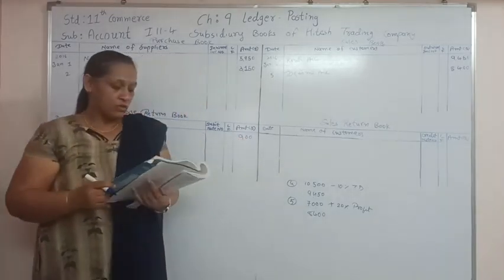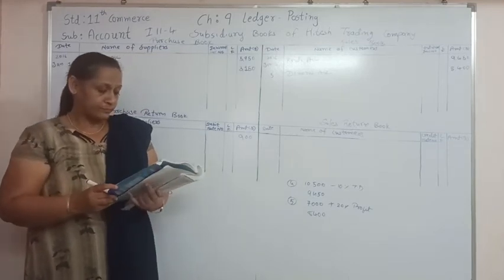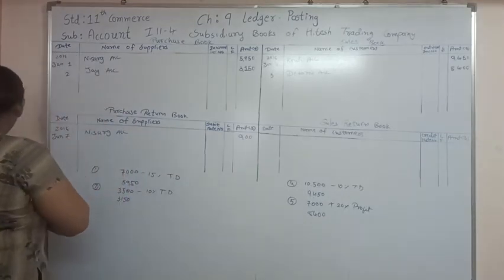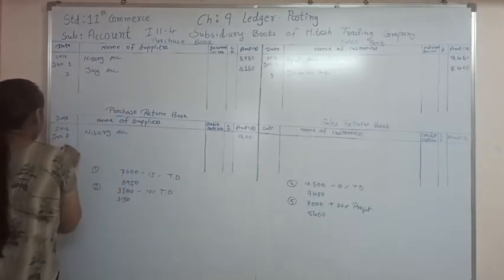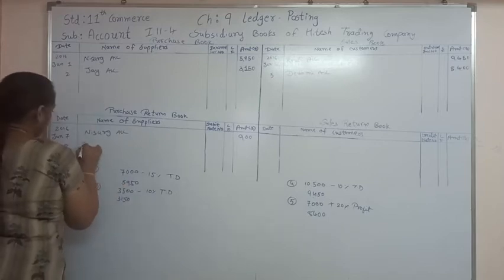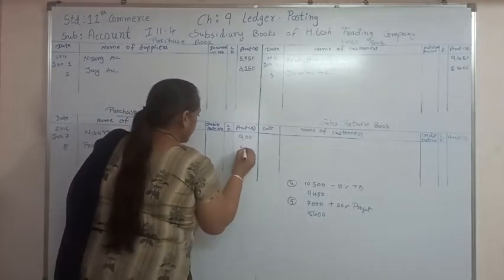On date 8, goods of rupees 600 returned to Pranav. So here we have purchased the goods from Pranav and we are going to return those goods to him. So here again it is a purchase return. So we will write on date 8 Pranav account and the amount of goods will be 600.